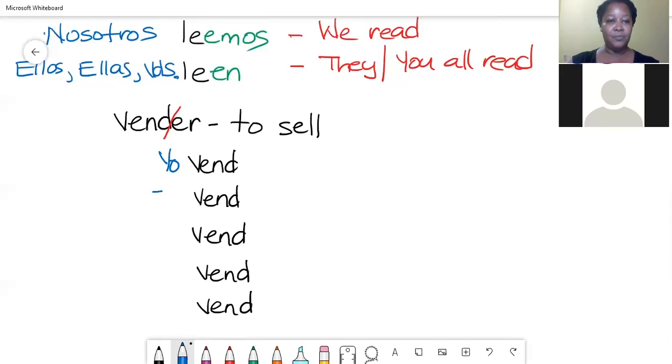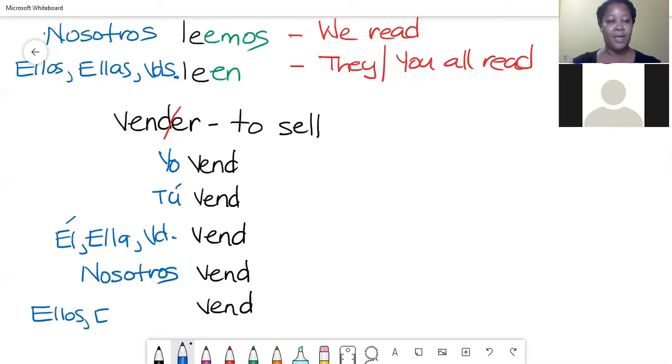Yo, tú with the accent on the U, él with the accent on the E, ella, usted, nosotros, ellos, ellas, ustedes. Then we are going to put on our ER endings in the present tense.